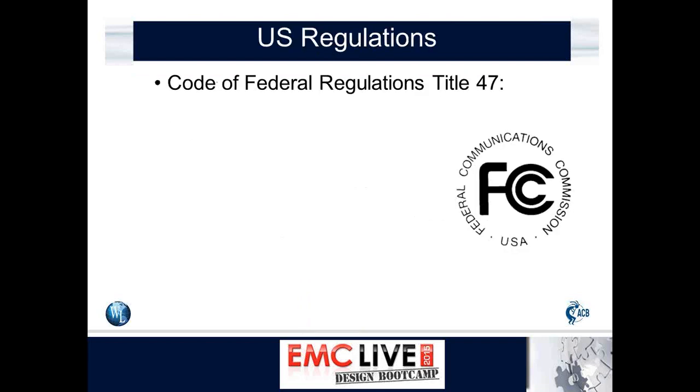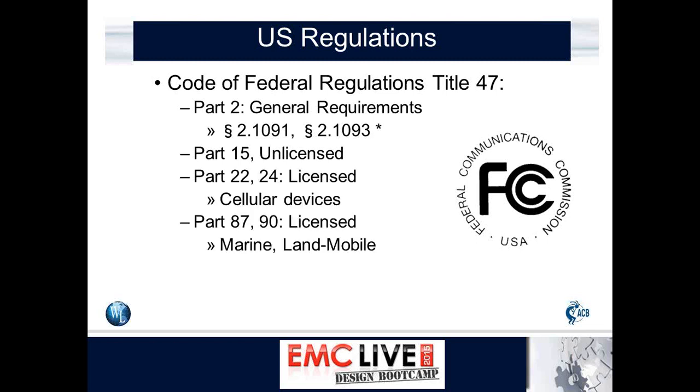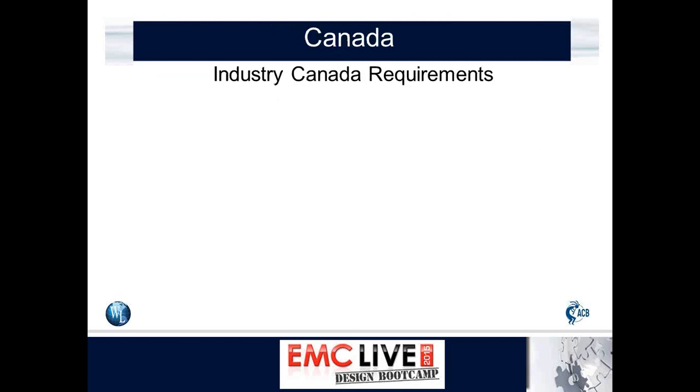Thank you, Mike. In the United States, the regulations are all written in the Code of Federal Regulations, Title number 47 for electronic equipment. Part 2 has the general requirements. Part 15 is on licensed requirements. Parts 22 and 24 for licensed cellular devices. Part 87 and 90 for licensed marine and land mobile devices. As you see, it covers pretty much all of the transmitters that we do. SAR, ANSI 95.1, as Mike indicated, is specific absorption rate, and it deals with RF hazards.